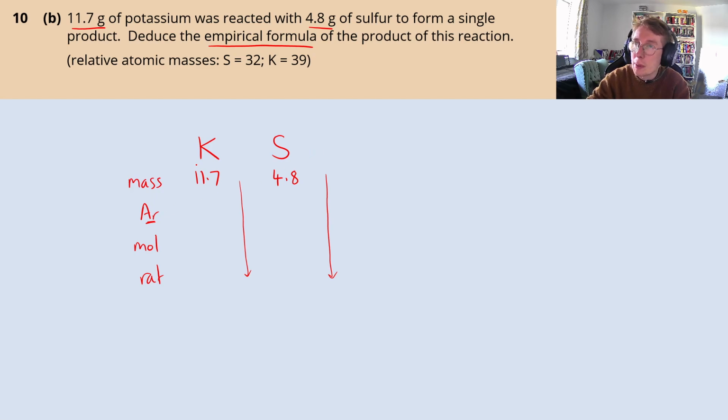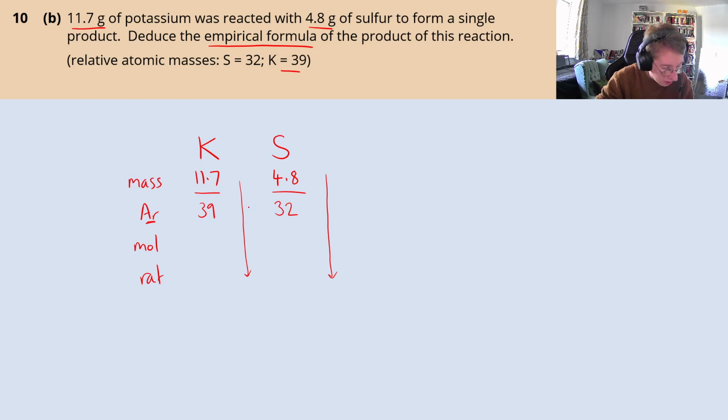So the relative atomic mass of potassium, K, we're given in the question, it's 39, but remember you could find it on the periodic table if you needed to. And then for sulfur, it's 32. We want to do these calculations to find the number of moles, so we can do 11.7 over 39, 4.8 divided by 32. Again, that's why we're laying it out like this. If in doubt, find the moles.